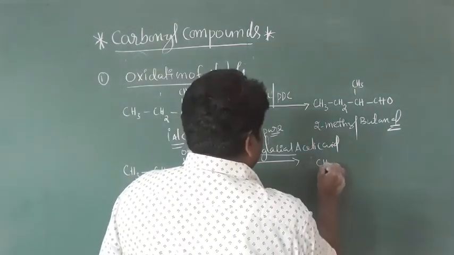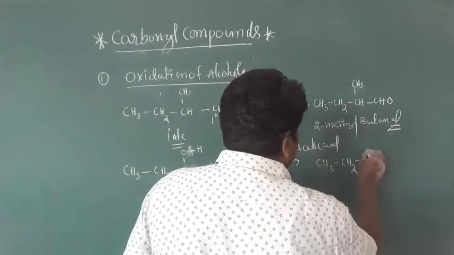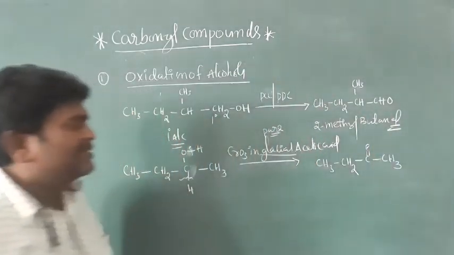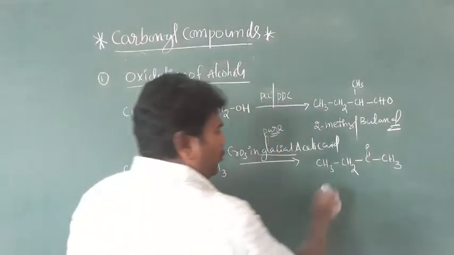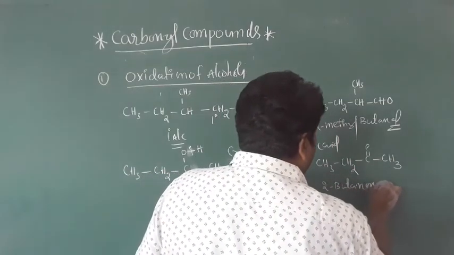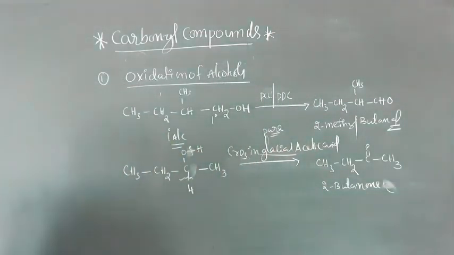It is CH3, CH2, next one C double bond O, then CH3. So 2-butanone is formed. It is 2-butanone. It is very, very important.